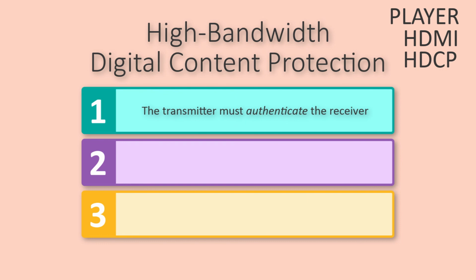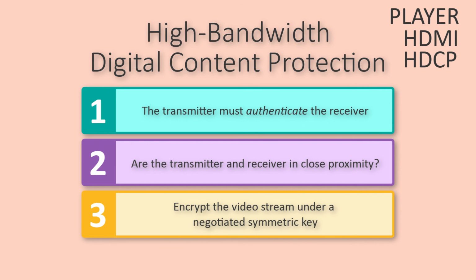Second, it has to be determined that the sending device and the receiving device are in reasonably close proximity to one another. No transmitting protected video streams halfway around the world. And third, the content must be encrypted using a key that's known to both the transmitter and the receiver. And that means the transmitter and the receiver must agree on a shared key. The transmitter will use the shared key to encrypt the session key that in turn encrypts the program information.